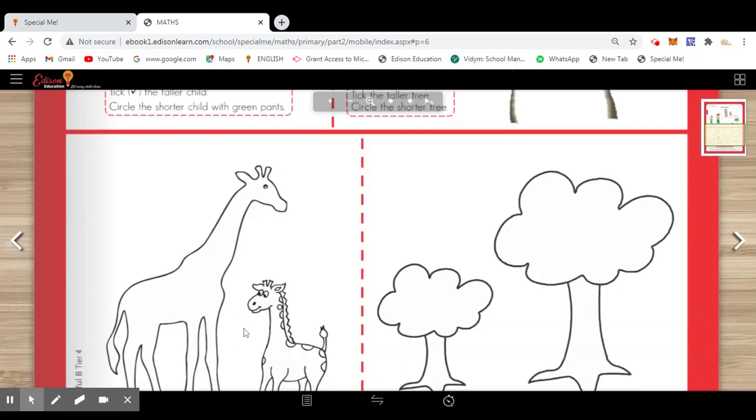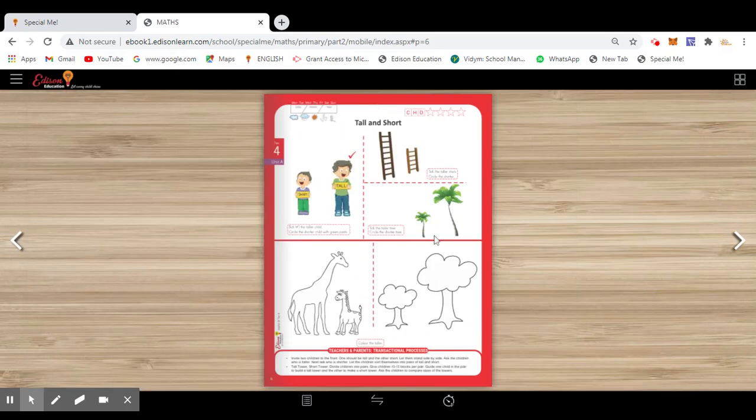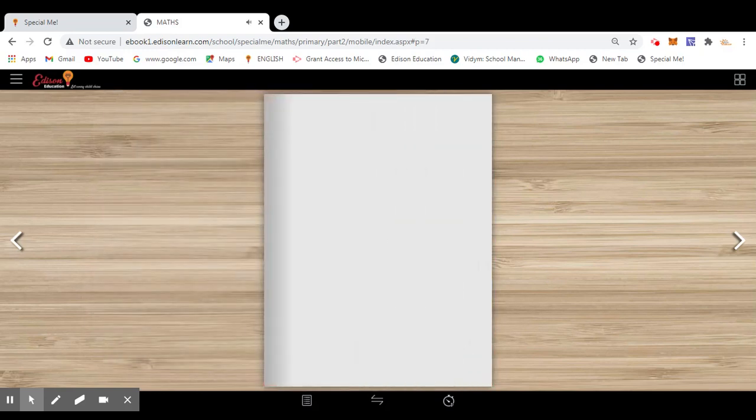Now look at the picture and tell me which animal is taller. This is taller and this is shorter. And which tree is shorter? Yes, this tree is shorter and this tree is taller. So this way you have to revise the concept of tall and short. Now come to the next page.